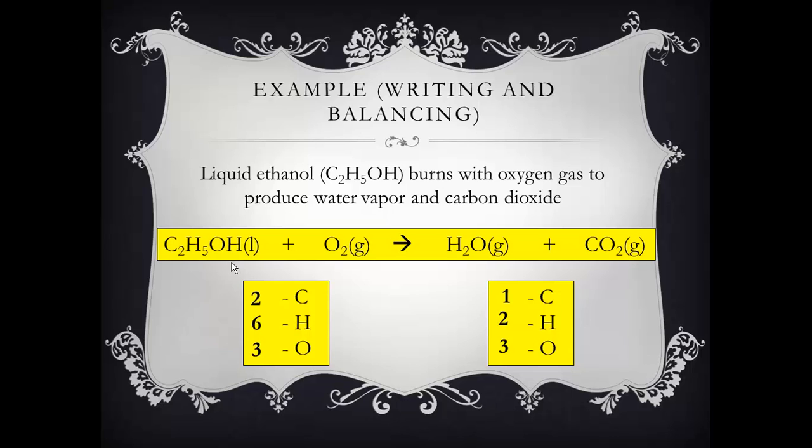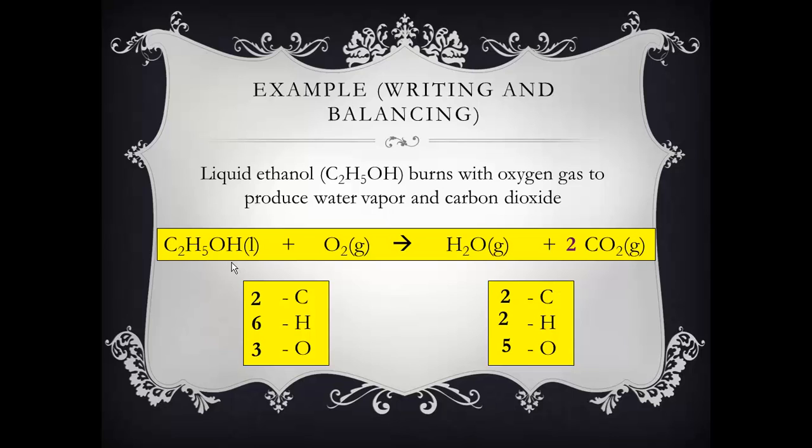Oxygen's balanced, which is great, but it's not going to stay that way. So we want to leave oxygen till the end because it's in different molecules. So we can do hydrogen or carbon. Carbon's generally first. So that means we need to put a 2 in front of CO2 to make carbon 2. That also changes oxygen to 2 times 2 is 4, plus 1 from water, which is 5. So that does change oxygen, but it balances carbon.